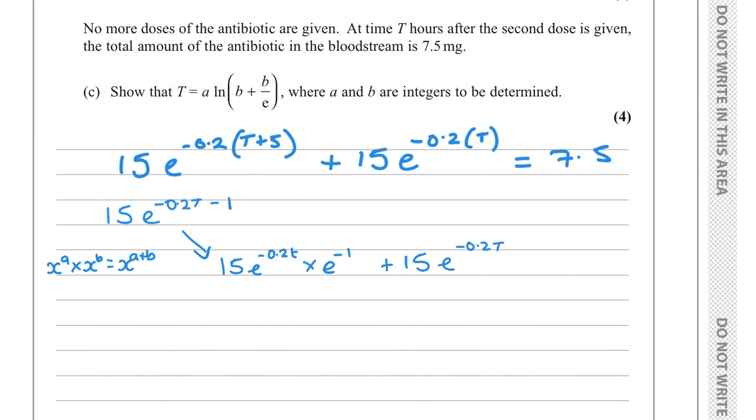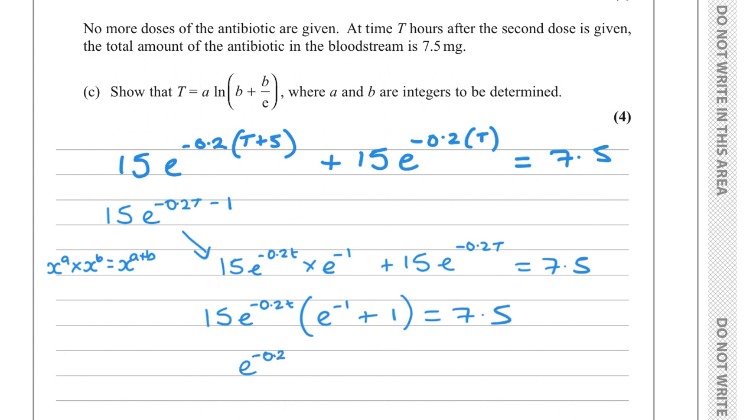Now I said I need to factor out this e to the power of t. So I can actually factor out 15e to the minus 0.2t, and I'm going to get e to the minus 1 plus 1. This equals 7.5 because this times e to the minus 1 is this, and this times 1 is this, okay? Now that I've factored this out, remember e to the minus 1 is just a number now. This isn't an algebraic expression. This is a number, okay? This is why I just want to get e on its own, because this to the power of t, the t is the unknown.